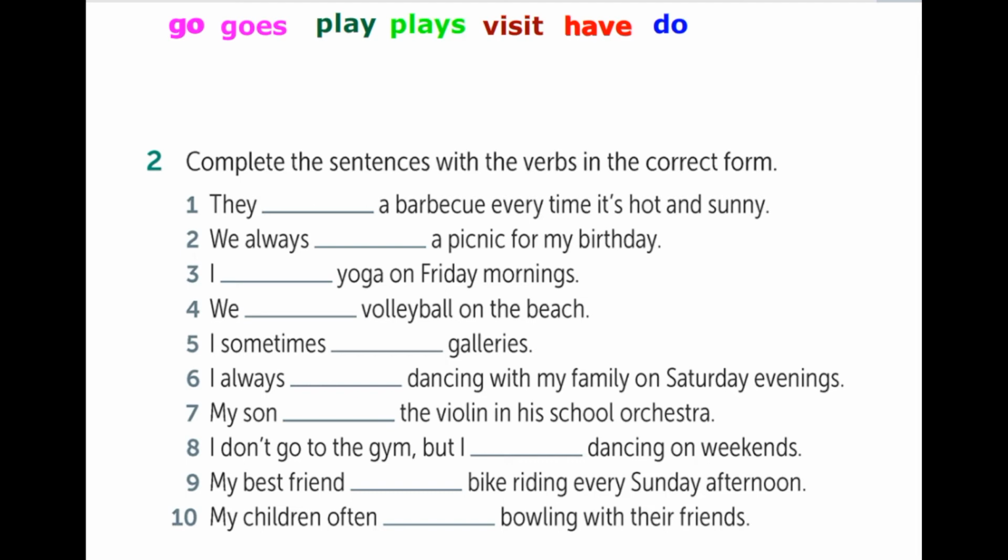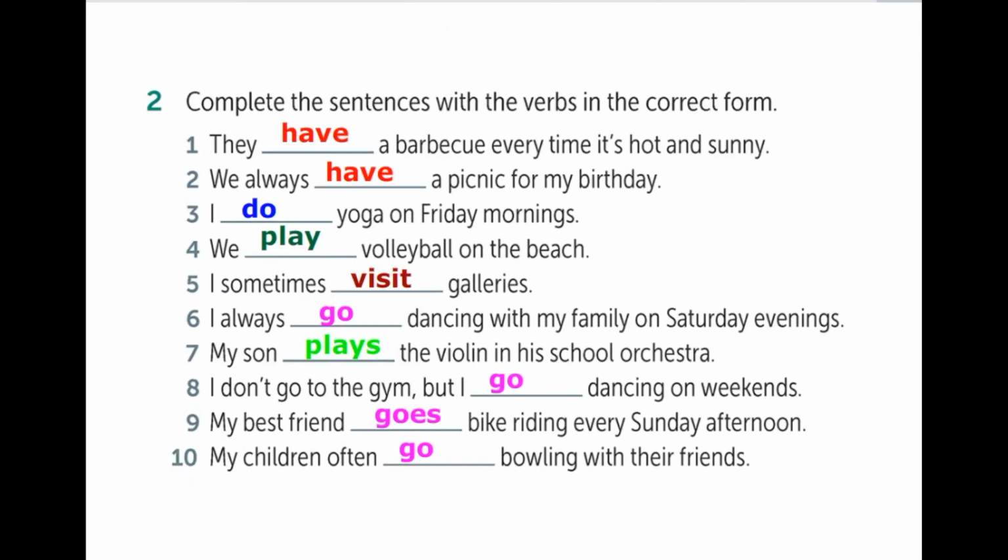Number 7, my son the violin in his school orchestra. Number 8, I don't go to the gym, but I dancing on weekends. Number 9, my best friend bike riding every Sunday afternoon. Number 10, my children often bowling with their friends. Alright? So try to complete with the correct verbs. Now let's check the exercise.